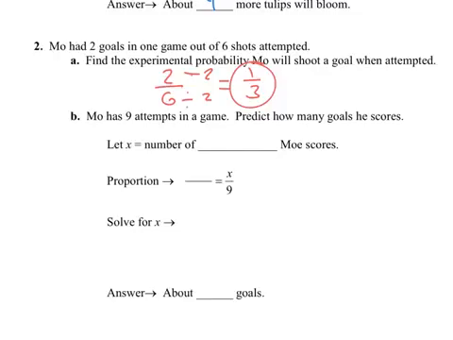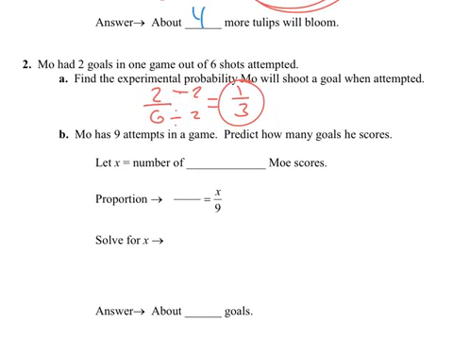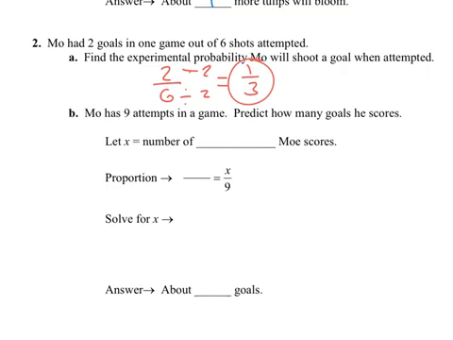Part B says Mo has 9 attempts in a game. Predict how many goals he scores. So let X equal the number of what? Well, that's the number of goals he scores. So let's go ahead and set up our proportion. In our proportion, the experimental probability is 1 in 3, and then this part of the proportion represents the game.